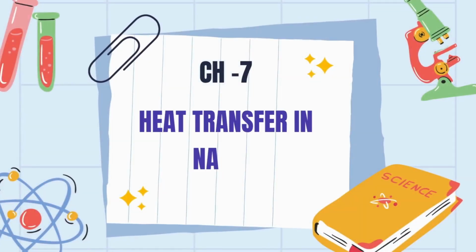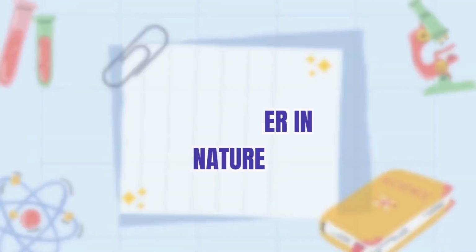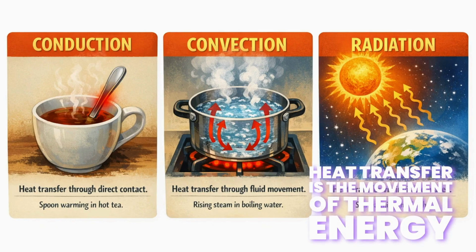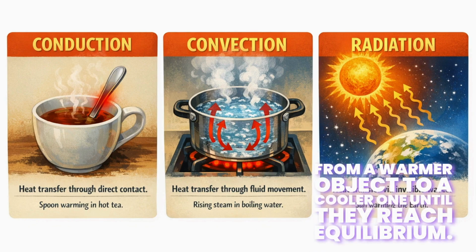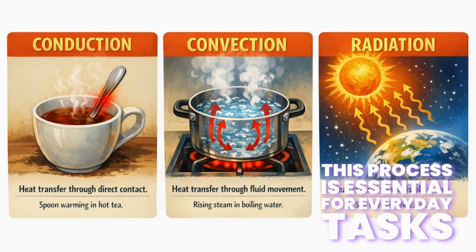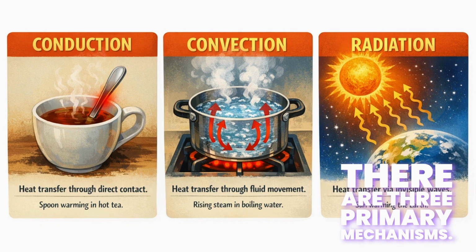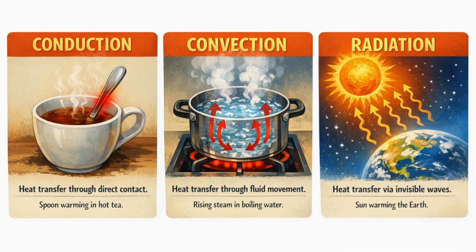Chapter 7. Heat Transfer in Nature. Heat transfer is the movement of thermal energy from a warmer object to a cooler one until they reach equilibrium. This process is essential for everyday tasks like cooking and heating. There are three primary mechanisms.